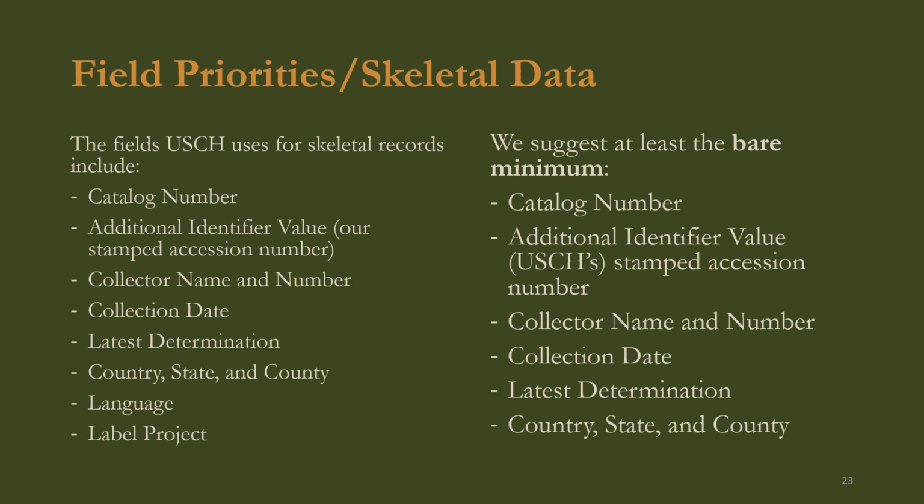If the data processor is doing skeletal data, we suggest prioritizing catalog number, additional identifier value, this is USCH's stamped accession number, collector name and number, collection date, latest determination, country, state, and county. This prioritized skeletal data will allow SCDNR and other groups using herbarium data from CERNEC and data aggregators such as GBIF to better understand the number of records versus the number of unique occurrences.